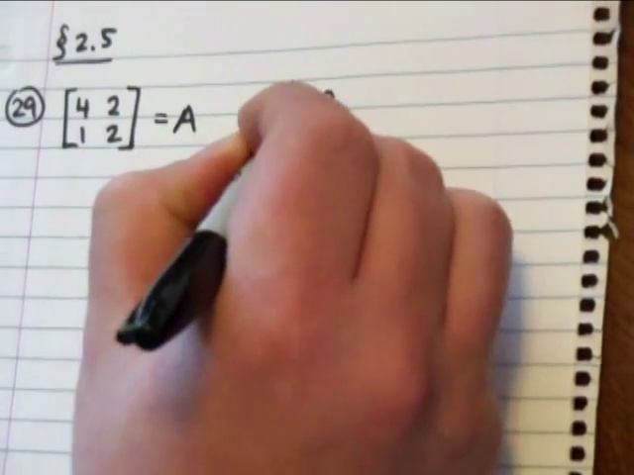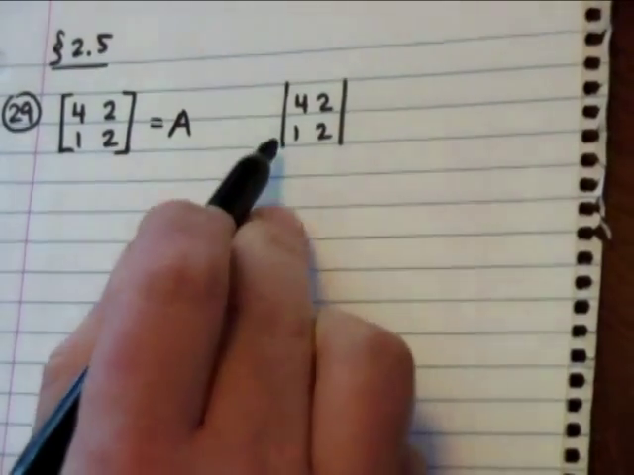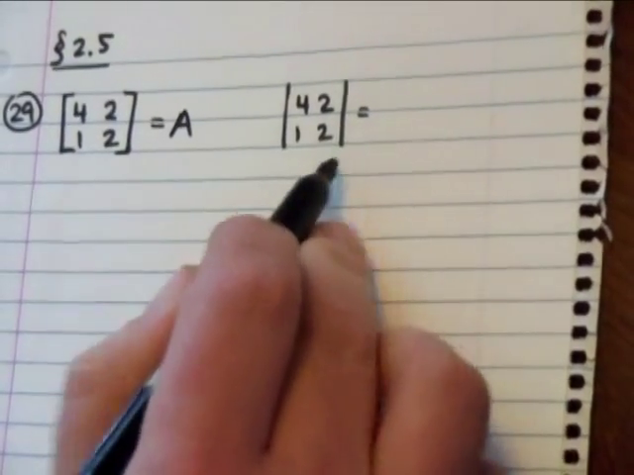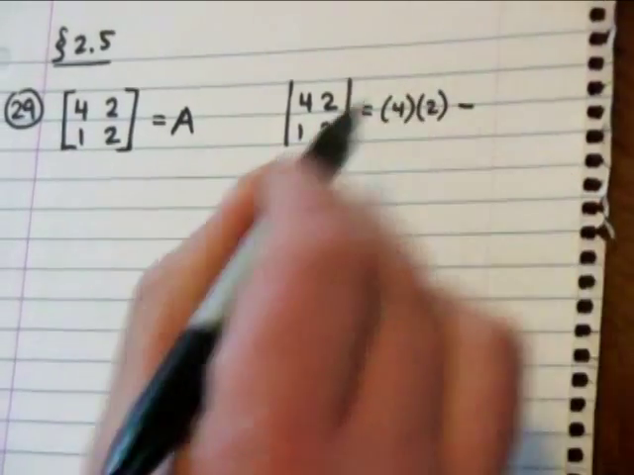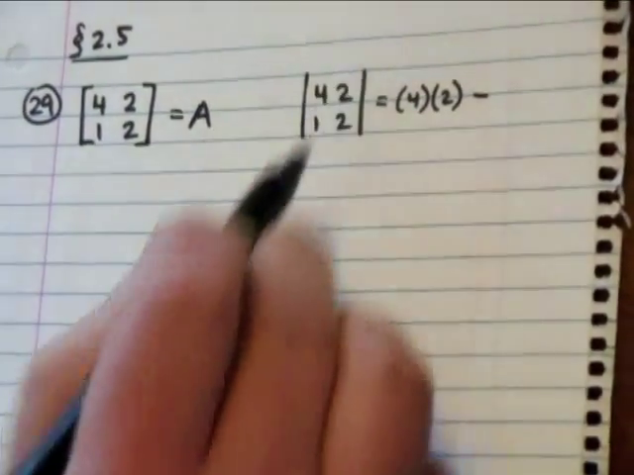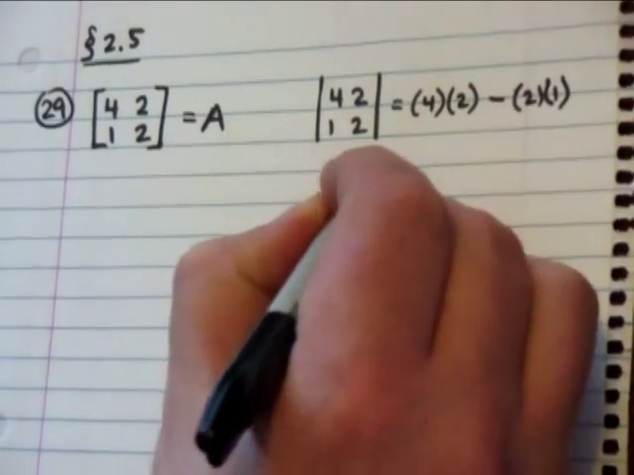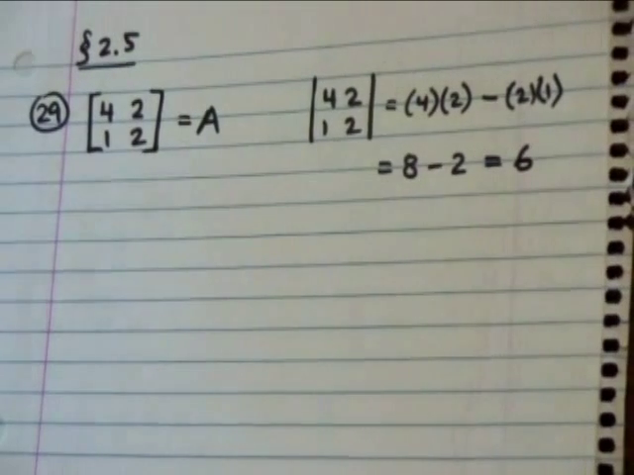So recall from the earlier video how to find the determinant of this matrix. Since it's 2 by 2, we simply take the product of the downward diagonal numbers, so 4 times 2, minus the product of the upward diagonal numbers, so 2 times 1. So then in this case we've got 8 minus 2, which is 6.